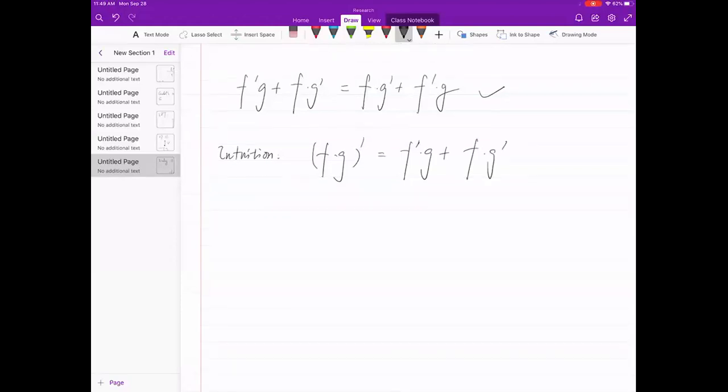Because if you ask me, I think this is pretty strange. The changing rate of f times g has something to do with the changing rate of f, I agree. And has something to do with g prime, I agree. But it also has something to do with g and f, the size of the original g and f, which I think is pretty weird. I think changing rate is related to changing rate, right?